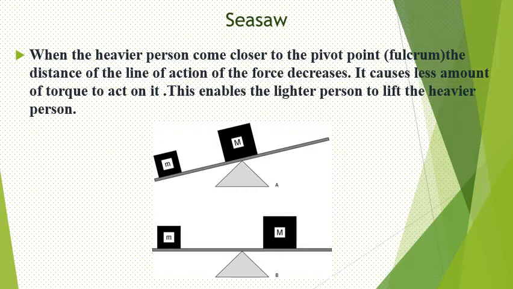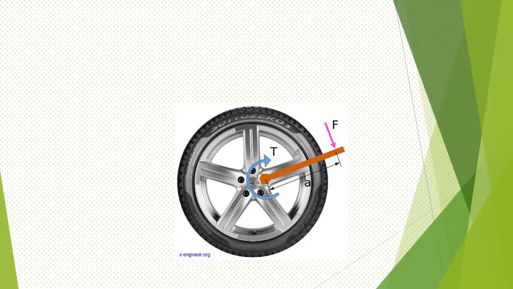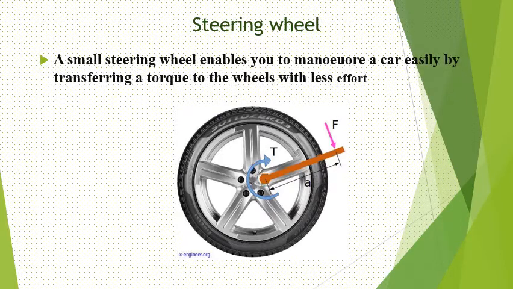And the next example is the steering wheel. The steering wheel in a car easily transfers the torque to the wheels with less effort. If the distance is high, we have to give less force to turn the wheel, meaning less effort. So these are all applications of torque.